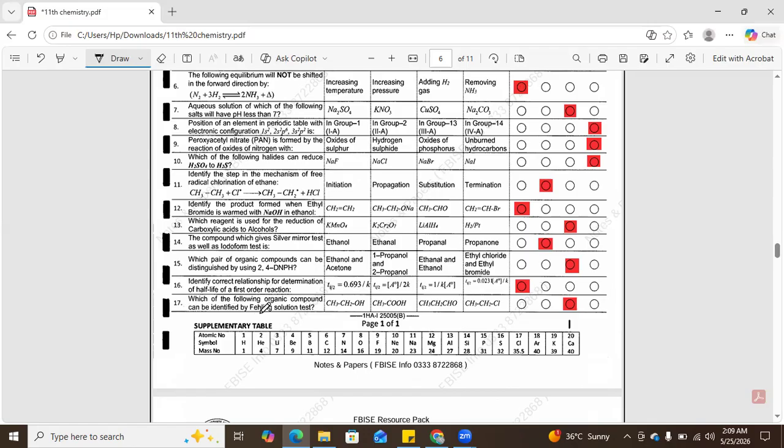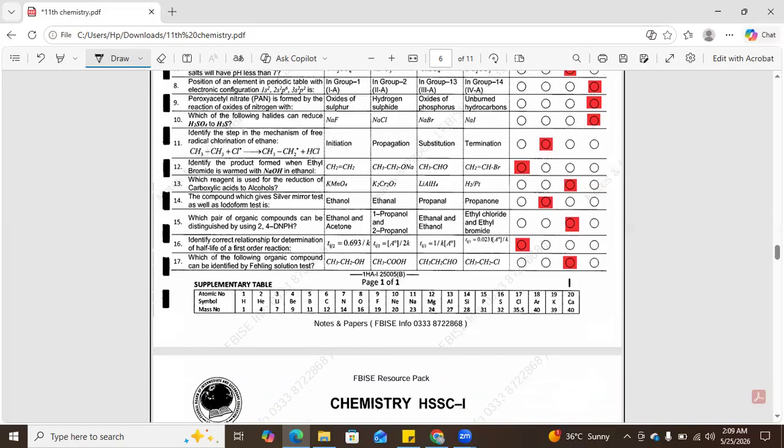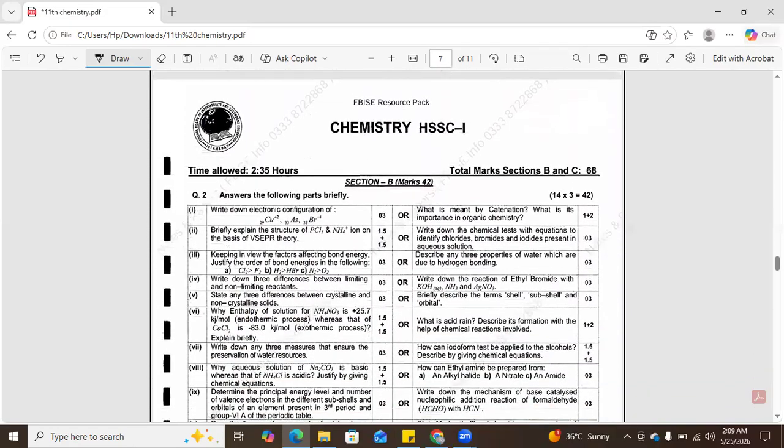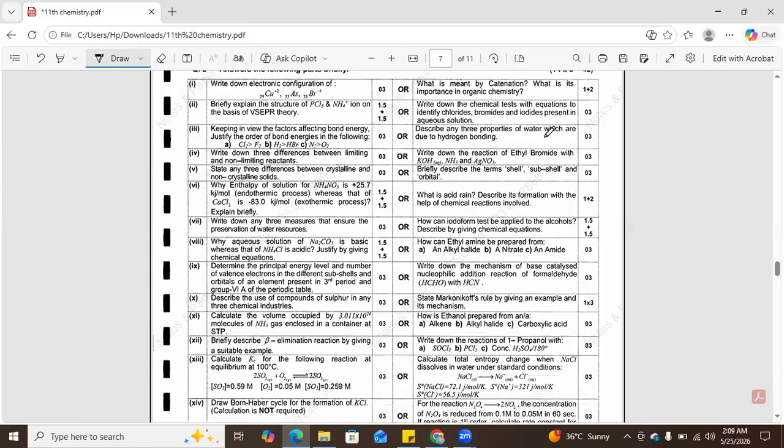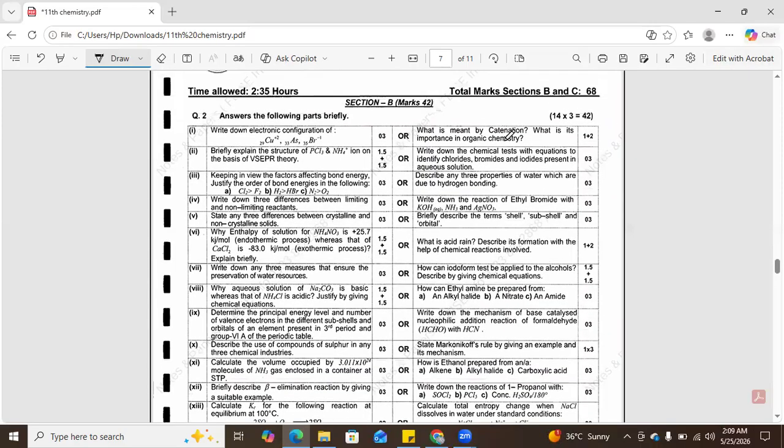Which of the following organic compounds can be identified by Fehling solution test? So this is the compound. C is the right answer. Let's go ahead and see the most important questions in the past paper. I'm going to go through the left-hand side. You can go through the right-hand side. You have options, so let's see.